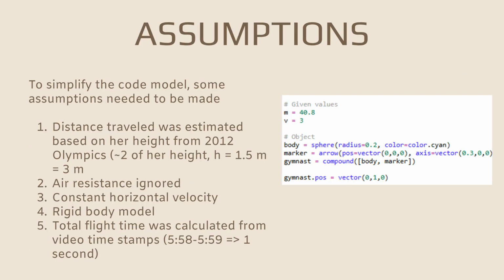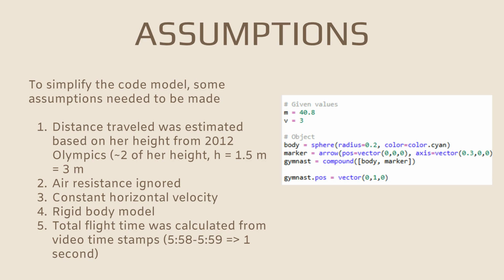To simplify the code model, some assumptions needed to be made. First, the distance traveled was estimated based off of her height in 2012, so we got 3 meters by estimating that the distance was around 2 times her height, which was 1.5 meters in 2012. Air resistance was ignored. We assumed a constant horizontal velocity. It was a rigid body model, and the total flight time was calculated from video timestamps, which was 1 second overall for the two flips.